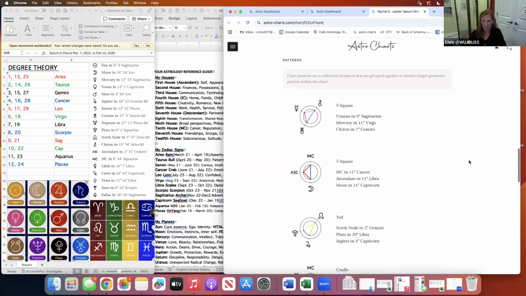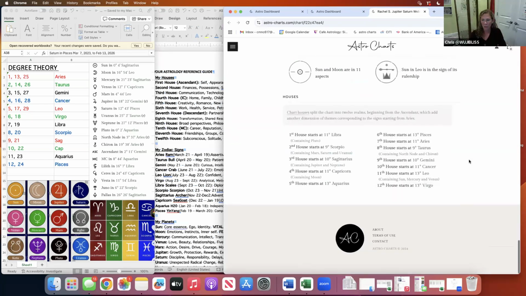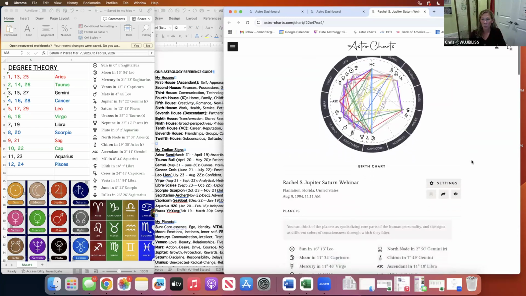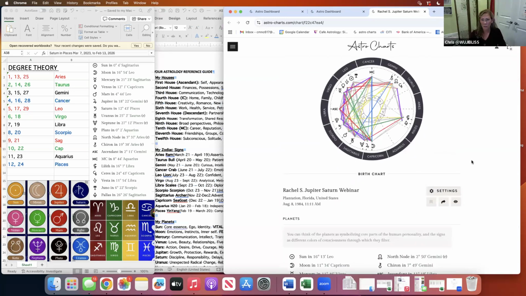Let me just check what houses you have. Your Jupiter is in the 3rd house of communication, and Saturn is in your 2nd house. Saturn in 2 and Jupiter in 3. Let's talk about what our 2nd house represents. If you look here in Rachel's chart, you'll see that her ascendant is in Libra. Let's speak briefly about Libra and ascendant.